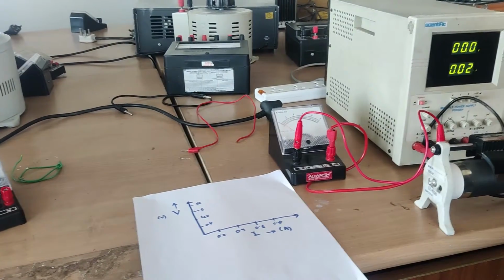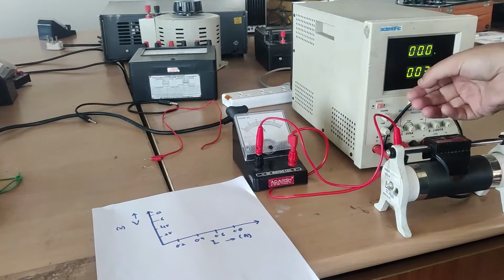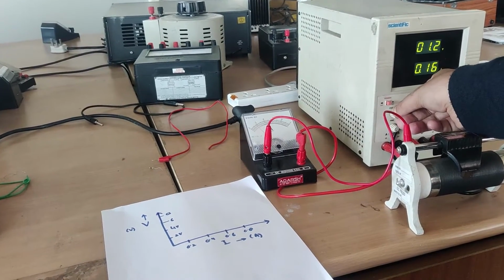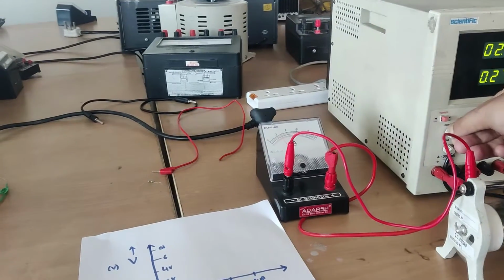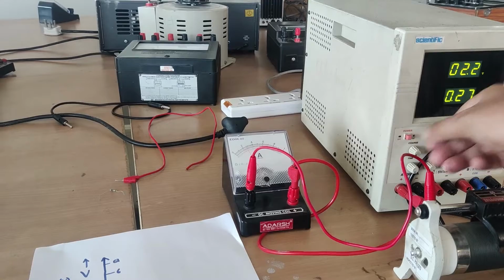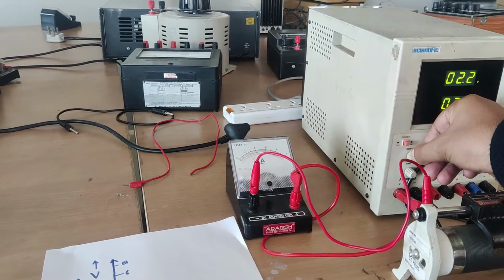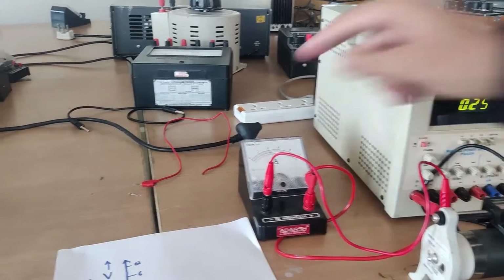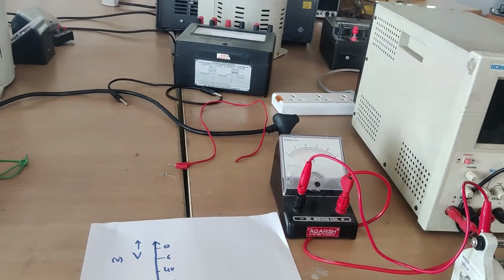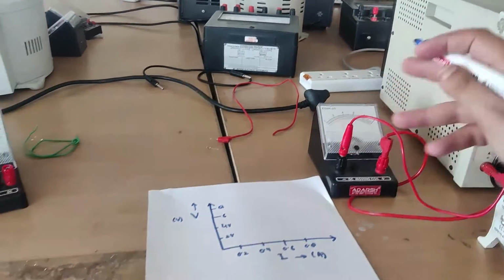Afterwards we will see the scaling property. So I will give 2 volts first. You can see I have given 2 volts, almost 2 volts, and the current is 2.2 ampere. We will see now, first I will put this.